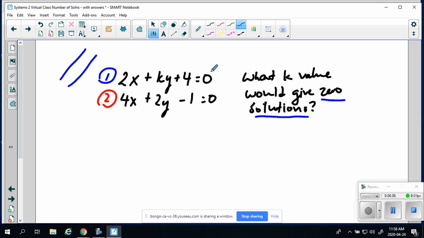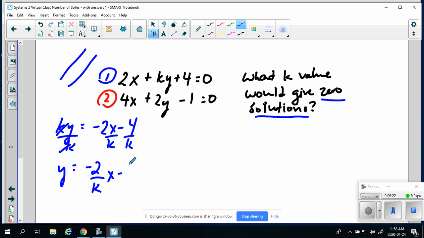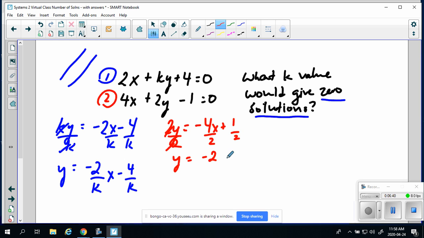So if we convert equation 1 into y equals mx plus b, I can move 2x and 4 over to the other side, and they become negative 2x minus 4. Then I can divide by k, and I will have this. Y is equal to negative 2 over k, x minus 4 over k. Then I can do the same thing to equation 2. So again, I will move all these pieces over to the other side. So 2y is equal to negative 4x plus 1. I will divide everything by 2. And I will have y is equal to negative 2x plus 1/2.